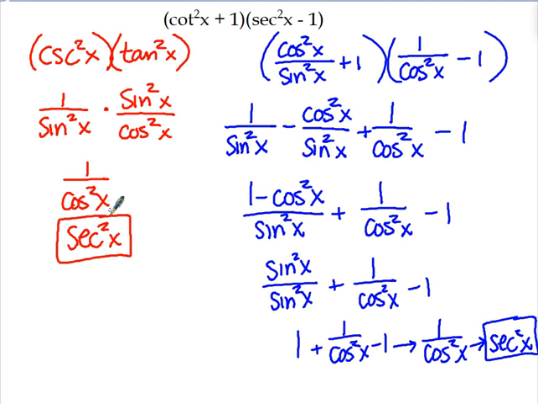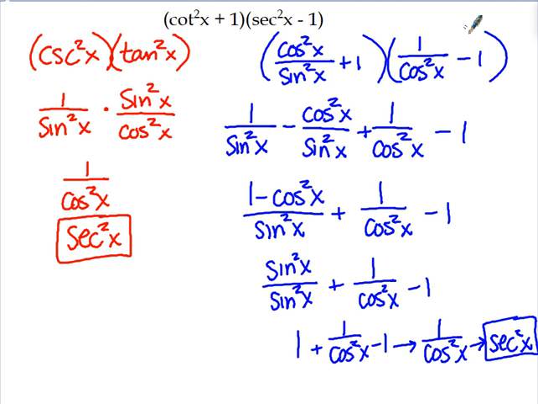Now on the right side, the first thing I did was turn them into sine and cosine, because I know a lot of students will do that as their first step. And then I FOILed. This is the result of the FOIL. This would be my first term. This times this, the cosine squareds cancel, and I'm left with just 1 over sine squared. The outside terms give me this, the inside terms give me this, and then the last terms give me negative 1.